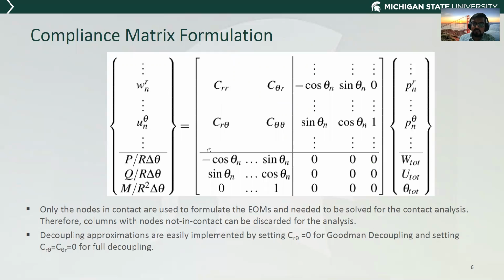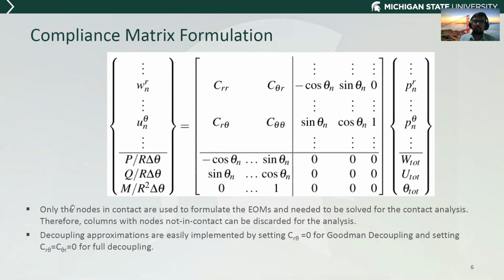So here is the compliance matrix that we use for our problem. Here we added 3 more rows and 3 columns. They are added to equilibrate the forces and the moment with radial and tangential traction. And also we added 3 rigid body constants.